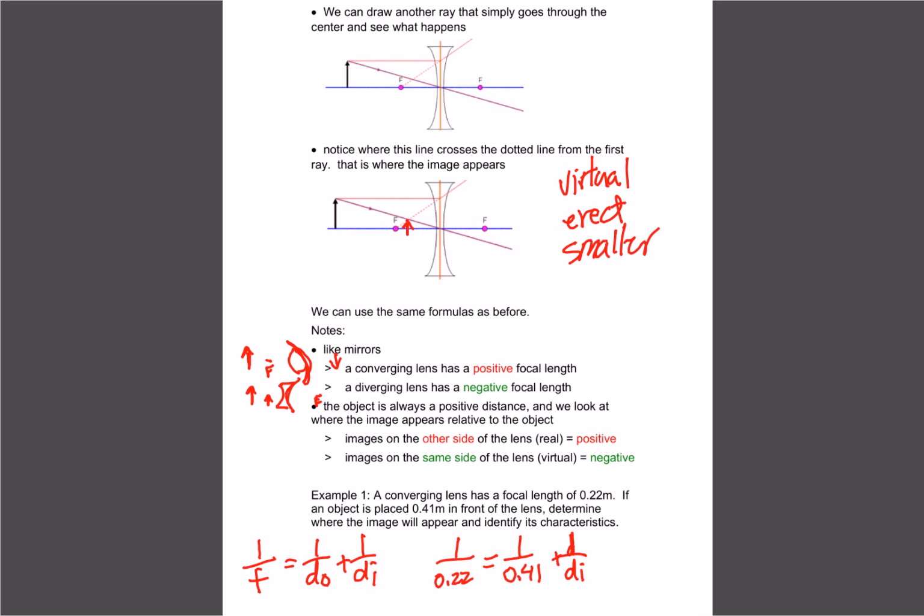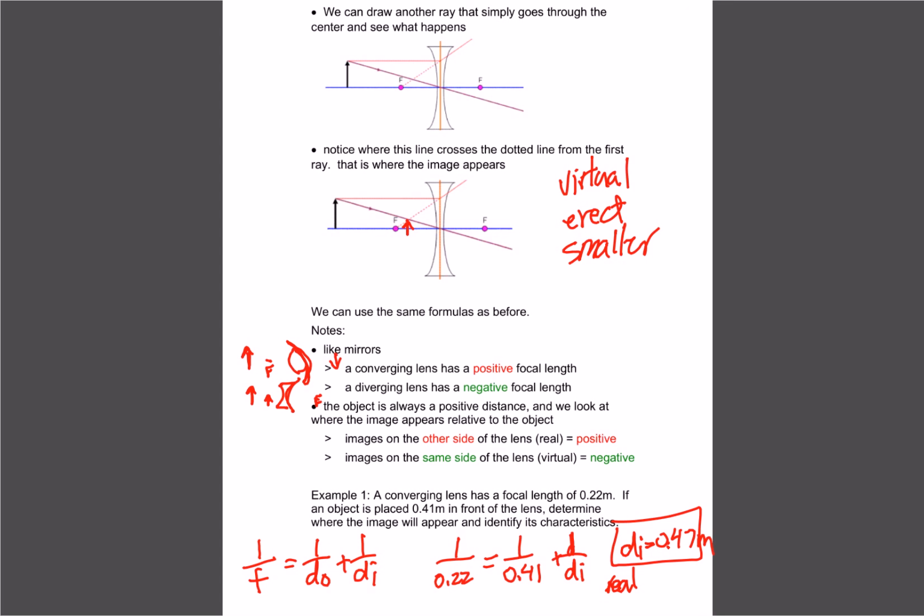So in our calculator, all we have to do is go 1 divided by 0.22 minus 1 divided by 0.41. That gives us 2.1, and go 1 divided by that answer to get the reciprocal. And we get a di of 0.47. Because it's positive, remember it's going to be on the other side of the lens. So 0.47 meters would be our final answer. Characteristics, because it went through the lens, we'd say real.